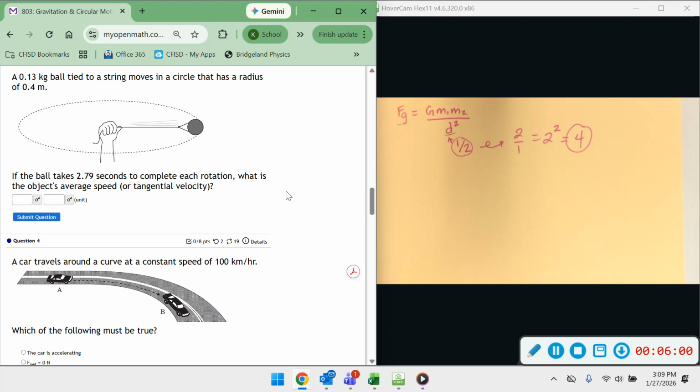It says a 0.13 kilogram ball tied to a string moves in a circle that has a radius of 0.4 meters. And then it tells us the ball takes 2.79 seconds to complete each rotation. What is the object's average speed or tangential velocity? So we're going to be trying to find tangential velocity.